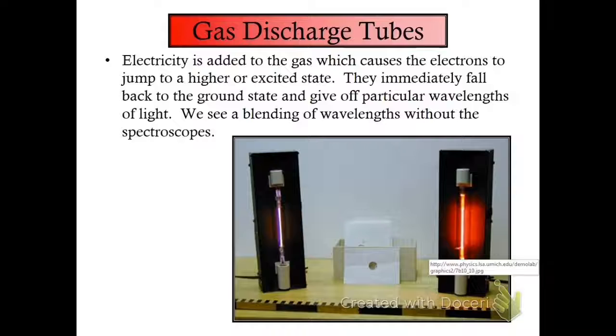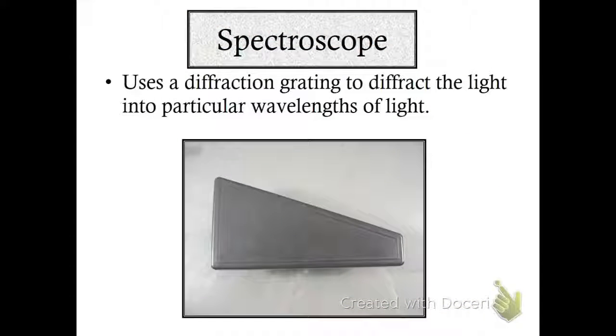We can use gas discharge tubes to figure out what elements are in them by looking at the light that is given off. A spectroscope is the piece of equipment that we use to identify these different wavelengths. It is basically a piece of plastic with a prism on the inside.